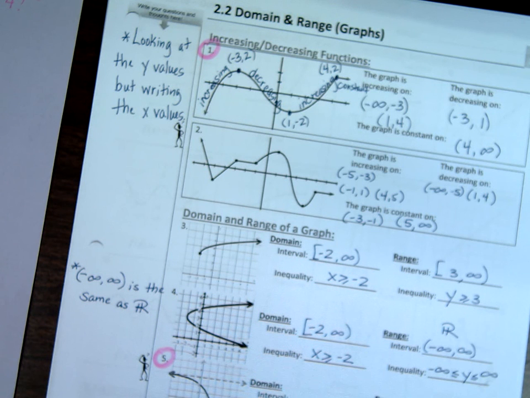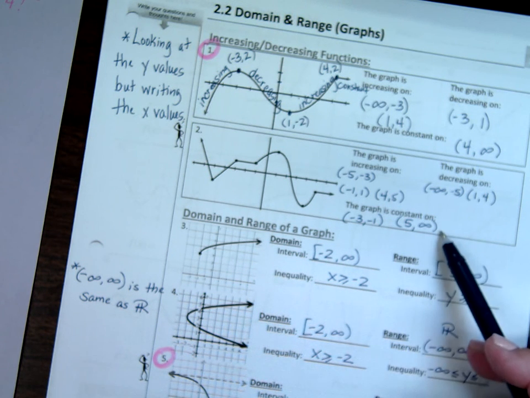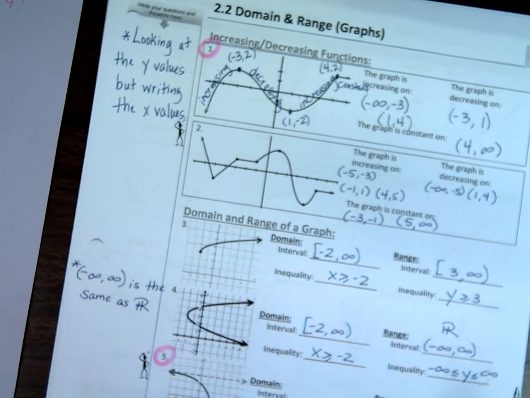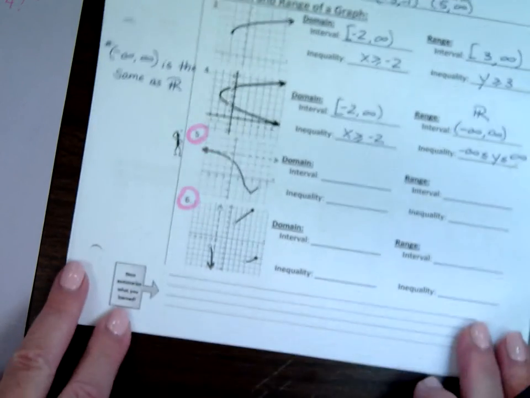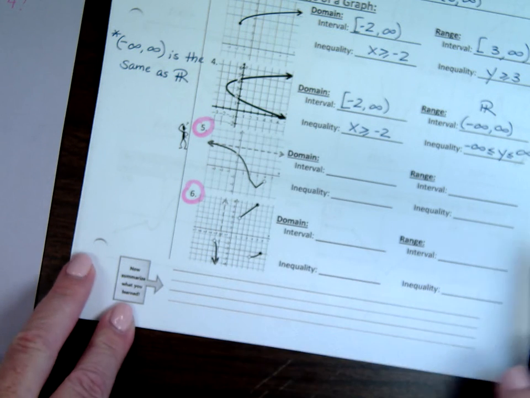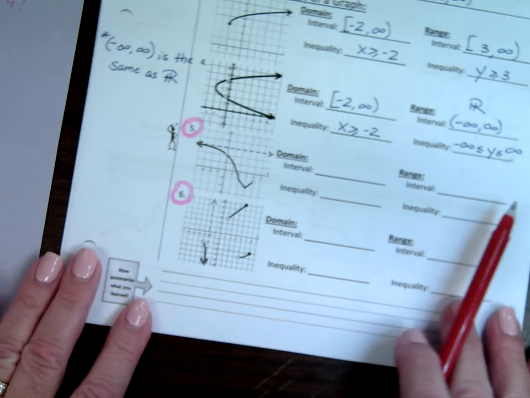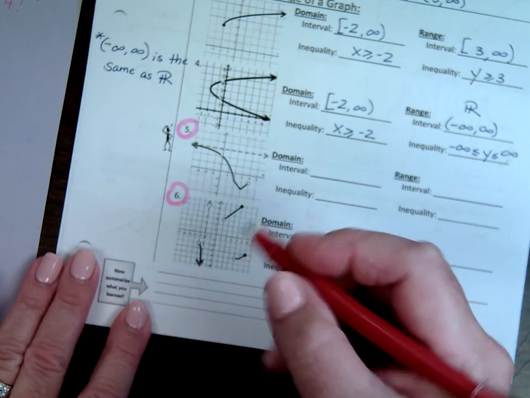All right, so there's increasing, decreasing. He did this other example for you on the video. Then you got into some domain and range of graphs. I want to talk before I try to do numbers. I want to do numbers 5 and 6 with you just real quick too. But I want to talk about asymptotes.